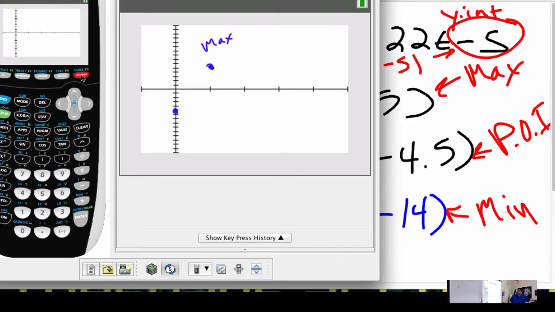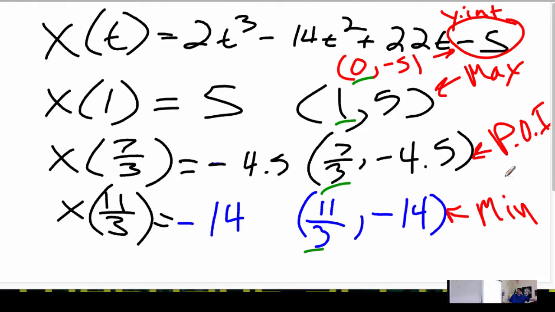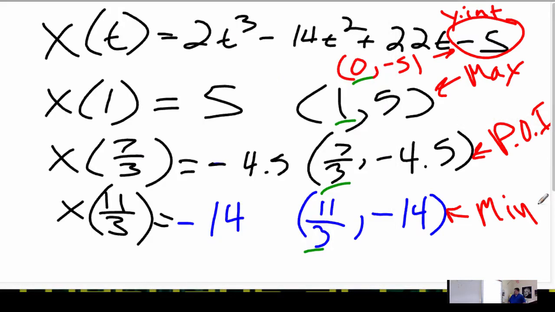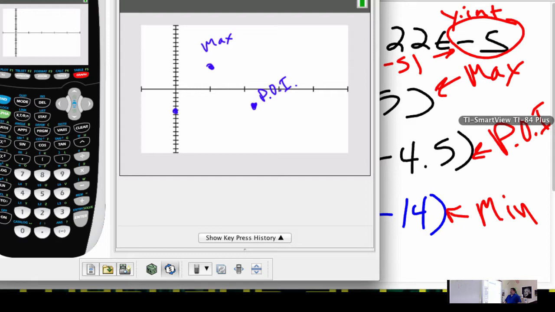Then we're going to plot the point 7/3, minus 4.5. So that was 2 1/3 and then minus 4.5. So about right here, right? And we said that was a point of inflection. And then we have the minimum right here at 3 2/3 and minus 14, right? So 3 2/3, so 1, 2, 3, 14's about right here. And we said that was a min, okay?